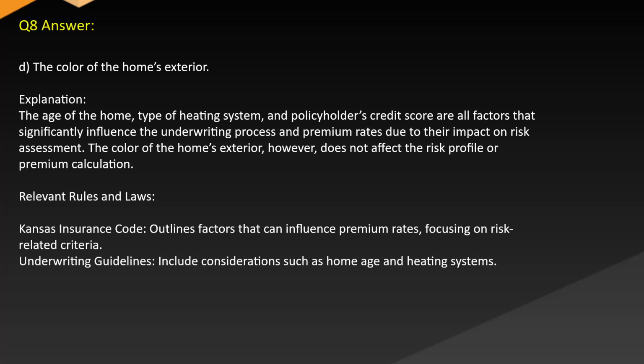Relevant rules and laws. Kansas Insurance Code outlines factors that can influence premium rates, focusing on risk-related criteria. Underwriting guidelines include considerations such as home age and heating systems.